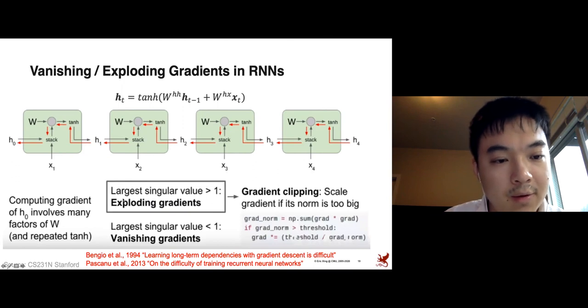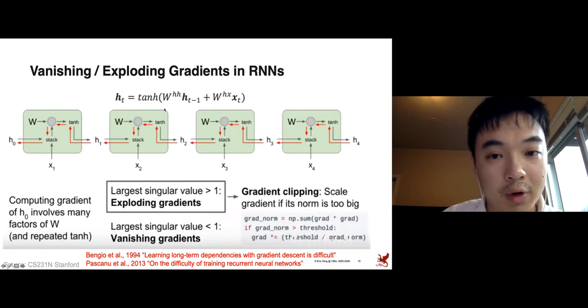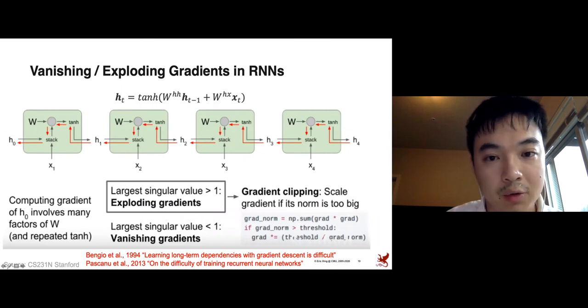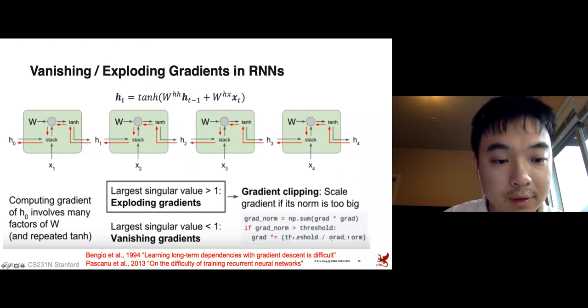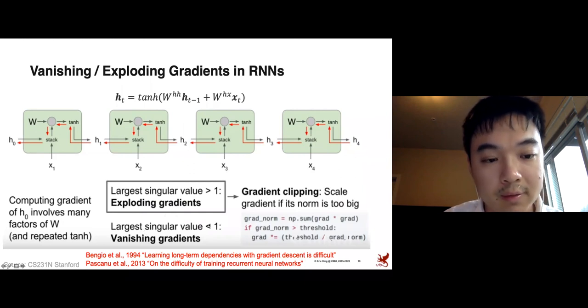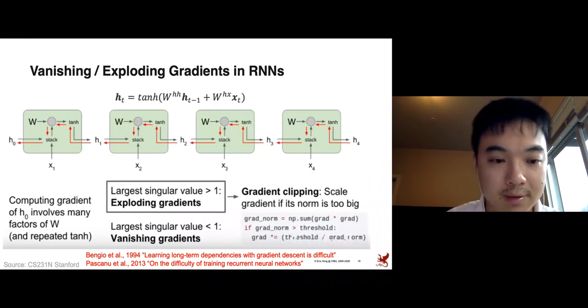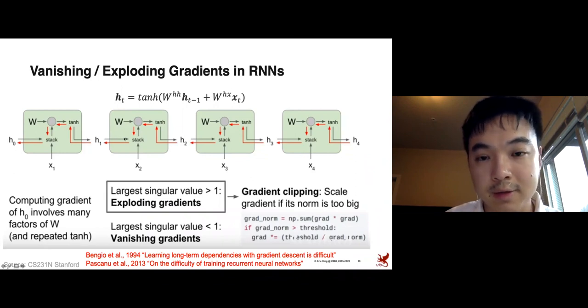And the problem is that when the largest singular value of the parameters W is larger than one, we will have the issue of exploding gradients, because we multiply W again and again, and the magnitude of the gradient will be amplified repeatedly. At the end of the day, the gradient will explode. And if the largest singular value is smaller than one, we experience vanishing gradients. By multiplying W again and again, the gradient will tend to zero, making the training very ineffective.